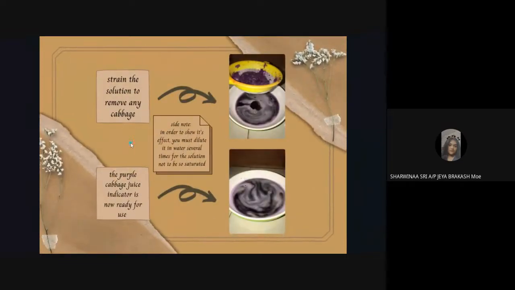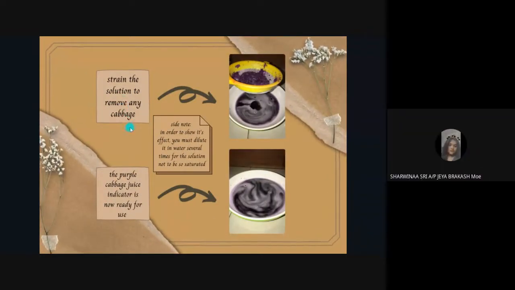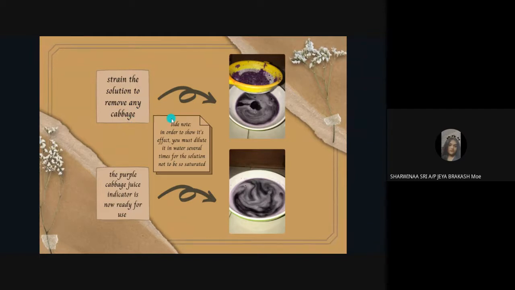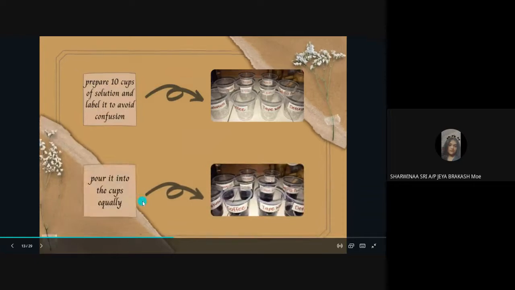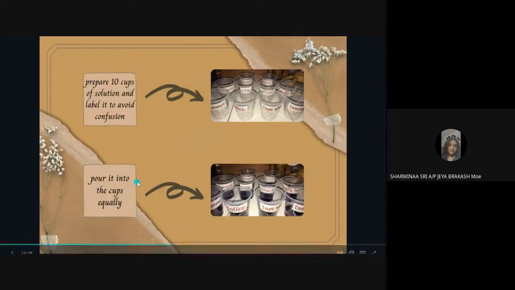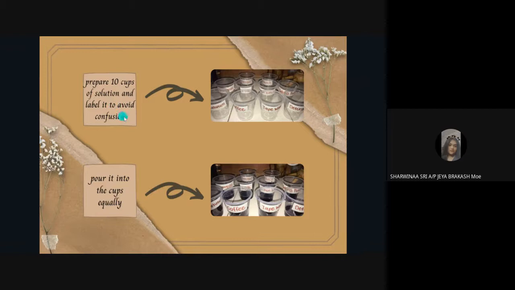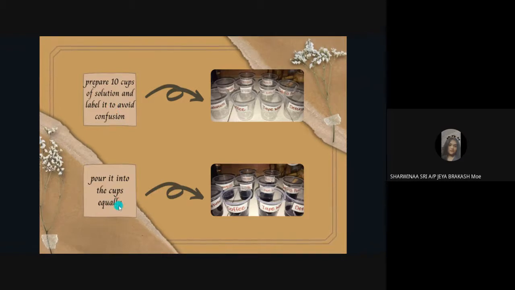Now, strain the solution to remove any cabbage. Before I go to the sixth step, there is a side note which I would like to share: in order to show its effect, you must dilute it in water several times so that the solution is not saturated. Now the purple cabbage juice indicator is ready for use. Lastly, prepare 10 cups of solution and label them to avoid confusion, and pour it into the cups equally.